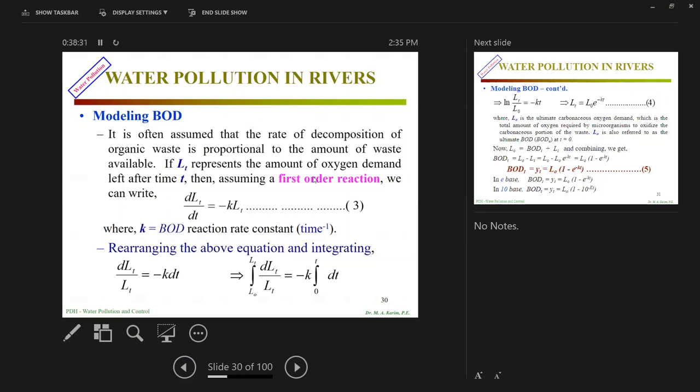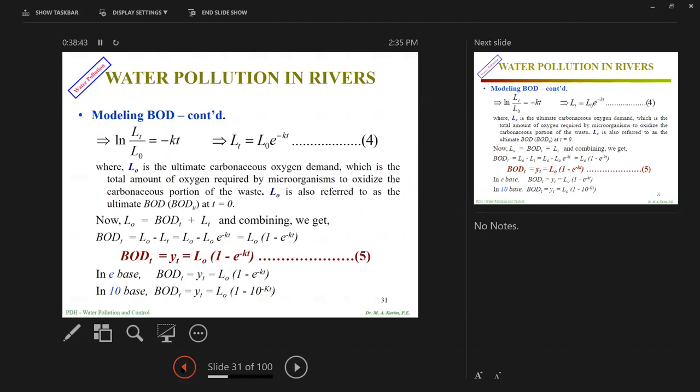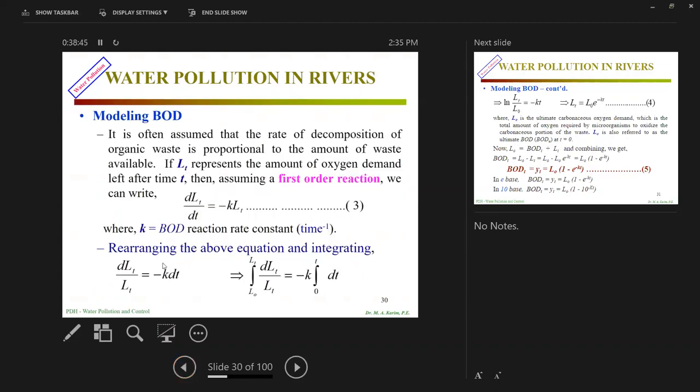Rearranging the above equation, that means the separation of variables, right? dLt over Lt, I can bring this here, and I can take the dt from here to the other side. If I do that, that's what it becomes. If it is zero time, then it would be the initial amount, how close to the ultimate BOD, or whatever the initial organic content is. At any time t, it would be Lt. We don't know it, so we'll just create an equation.